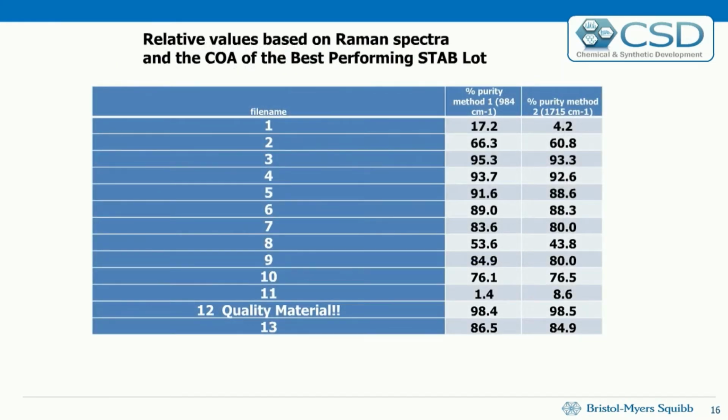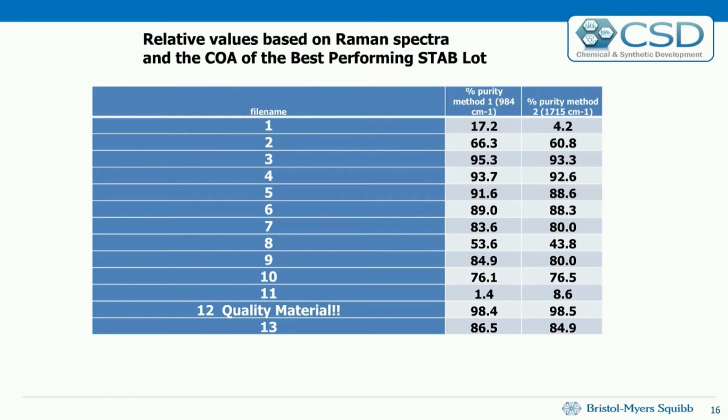Now, we extended this to take a look at 13 different lots of this STAB reagent, 13 different lots, and we compared that with the certificate of analysis from the various vendors. What you can see here is the best material based on the Raman was number 12. Number 11, there was very little of the STAB remaining. So what we had received was very, very poor quality. So when you go to run your reaction, it will not go to completion. Matter of fact, it doesn't go anywhere. We have another example of that coming up.